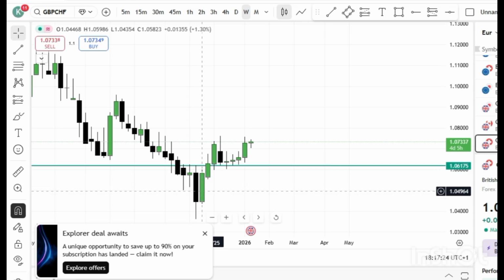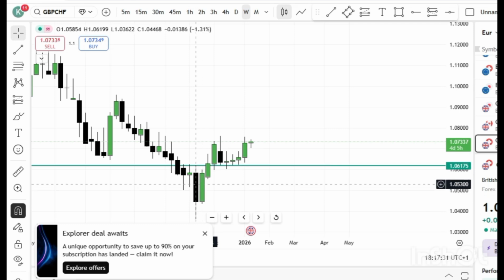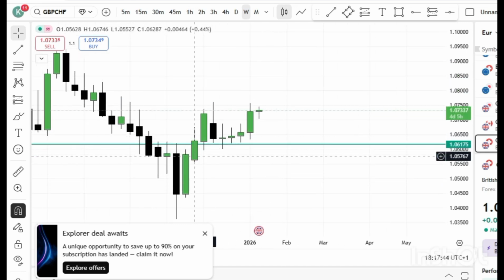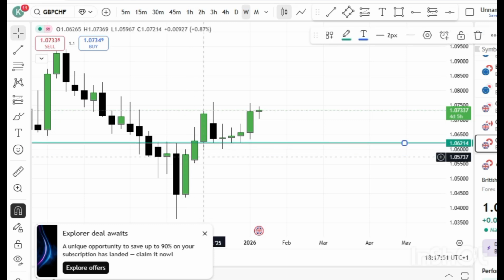You can actually take this pullback if you understand this very well. I consider this a pullback until this week closed above this red candle. Let me zoom in. You can see this green candle closed above this red candle here. This is when the trend changed to the upside, and then the market started going up.